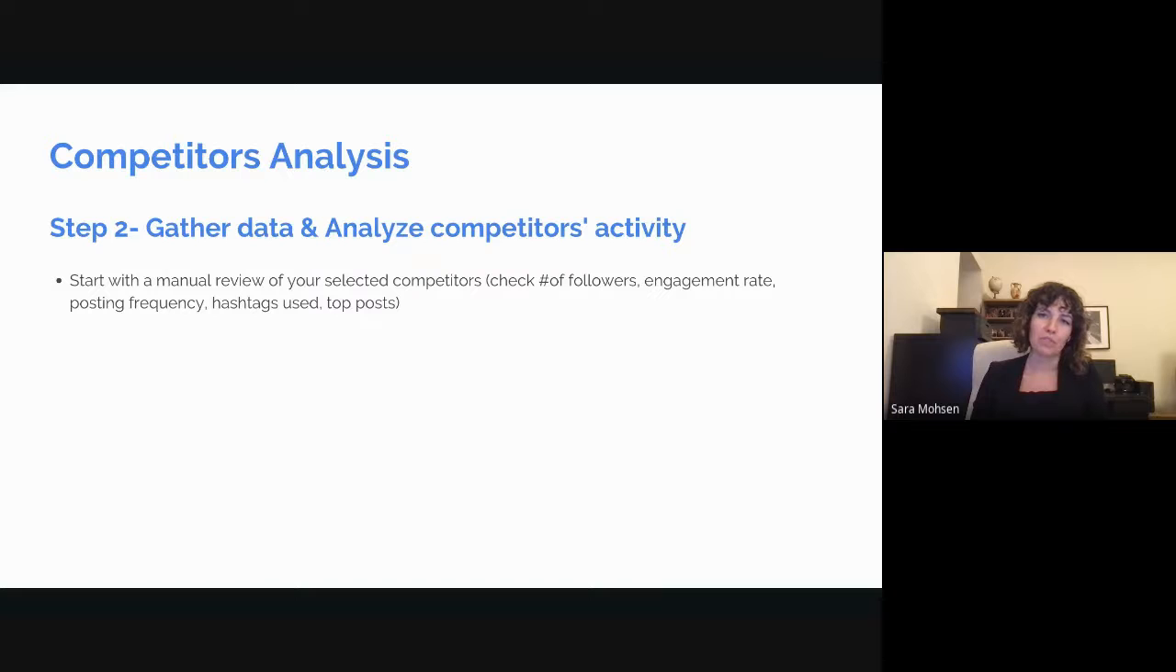So based on the previous Google search and social media search, you define, let's say, 4 or 5 competitors, and then you prepare, I would say, a spreadsheet where you put the number of followers, engagement rate, posting frequency, hashtag use, and the top posts of what they are communicating, which ones are performing the best.